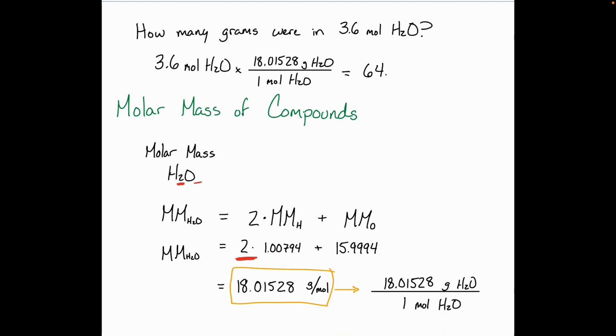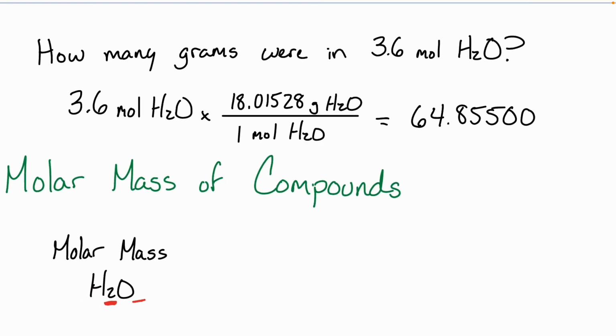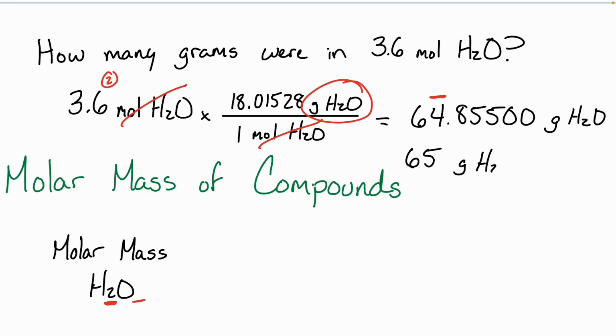This would be 64.85500. And my units? Grams. My moles cancel out, so I'm left with grams of H2O. And then sig figs were 2. All right, my 3.6 has 2 sig figs, so I'm going to round this off to be 65 grams of water.